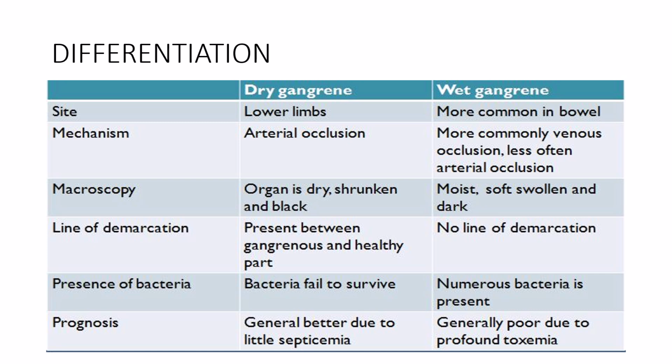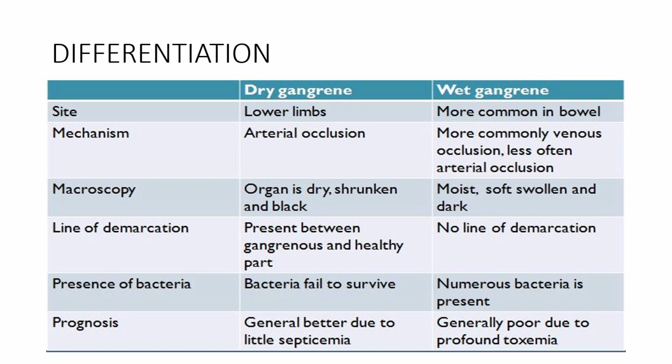One differentiation is the site. Dry gangrene would be mostly in the lower limbs, and wet gangrene is most common, as I said, in the bowel region, testicles, and all those regions. In mechanism, because of arterial occlusion, dry gangrene usually occurs, while wet gangrene is mostly dependent on venous occlusion, but it can also occur because of arterial occlusion, though it is rare.